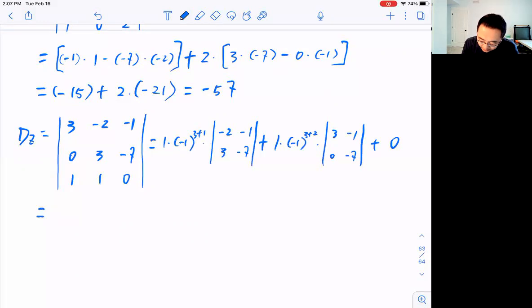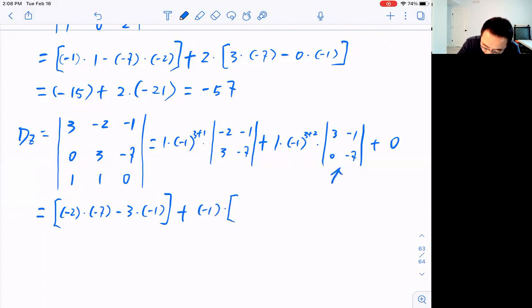So if we do that, negative 1 raised to the 4th power is positive. So positive 1 times positive 1 is just 1. We don't have to write it out. This equals negative 2 times negative 7 minus 3 times negative 1, plus this one, negative 1 raised to the 5th power is negative 1. So negative 1 times the determinant of this 2 by 2 matrix, which is 3 times negative 7 minus 0 times negative 1.